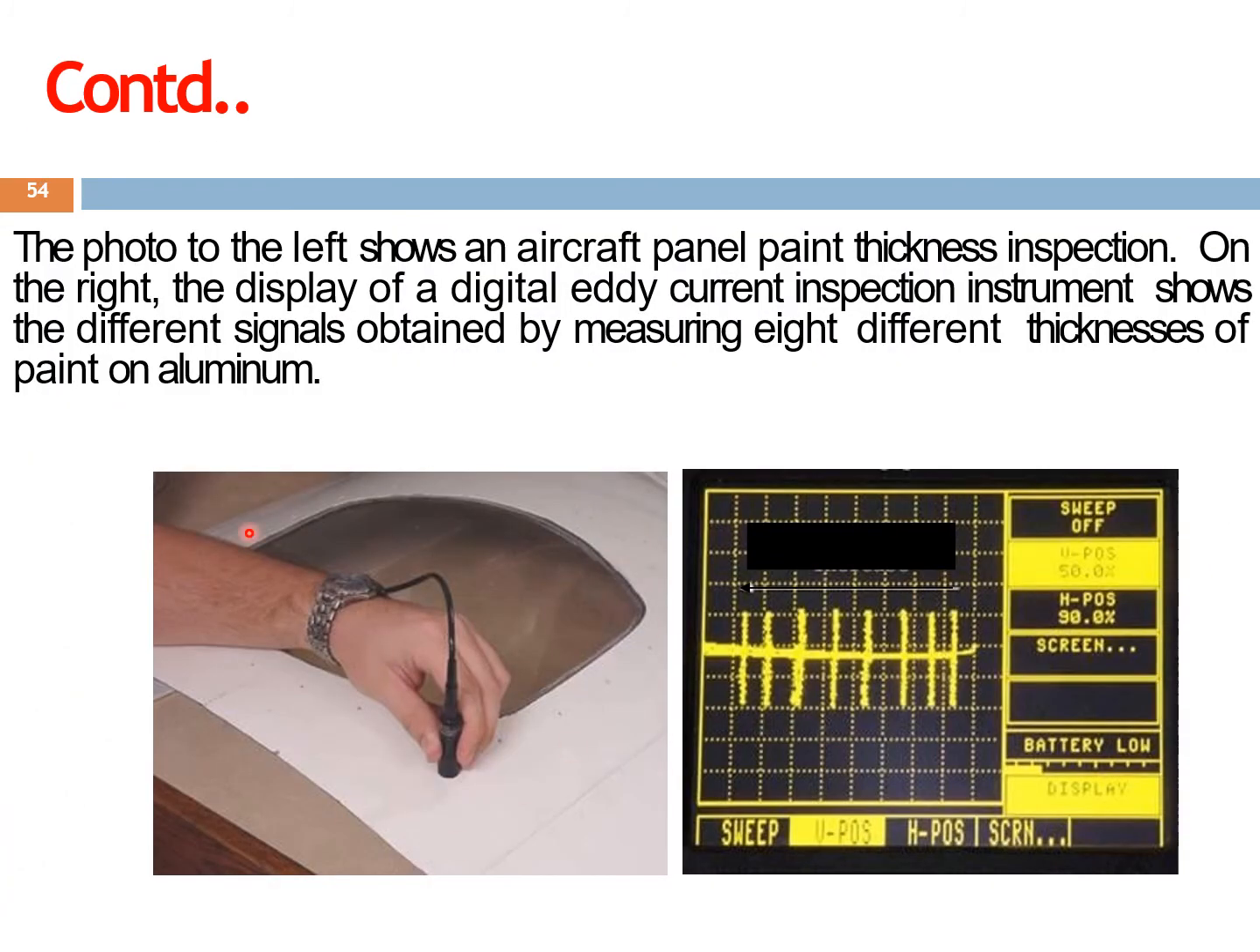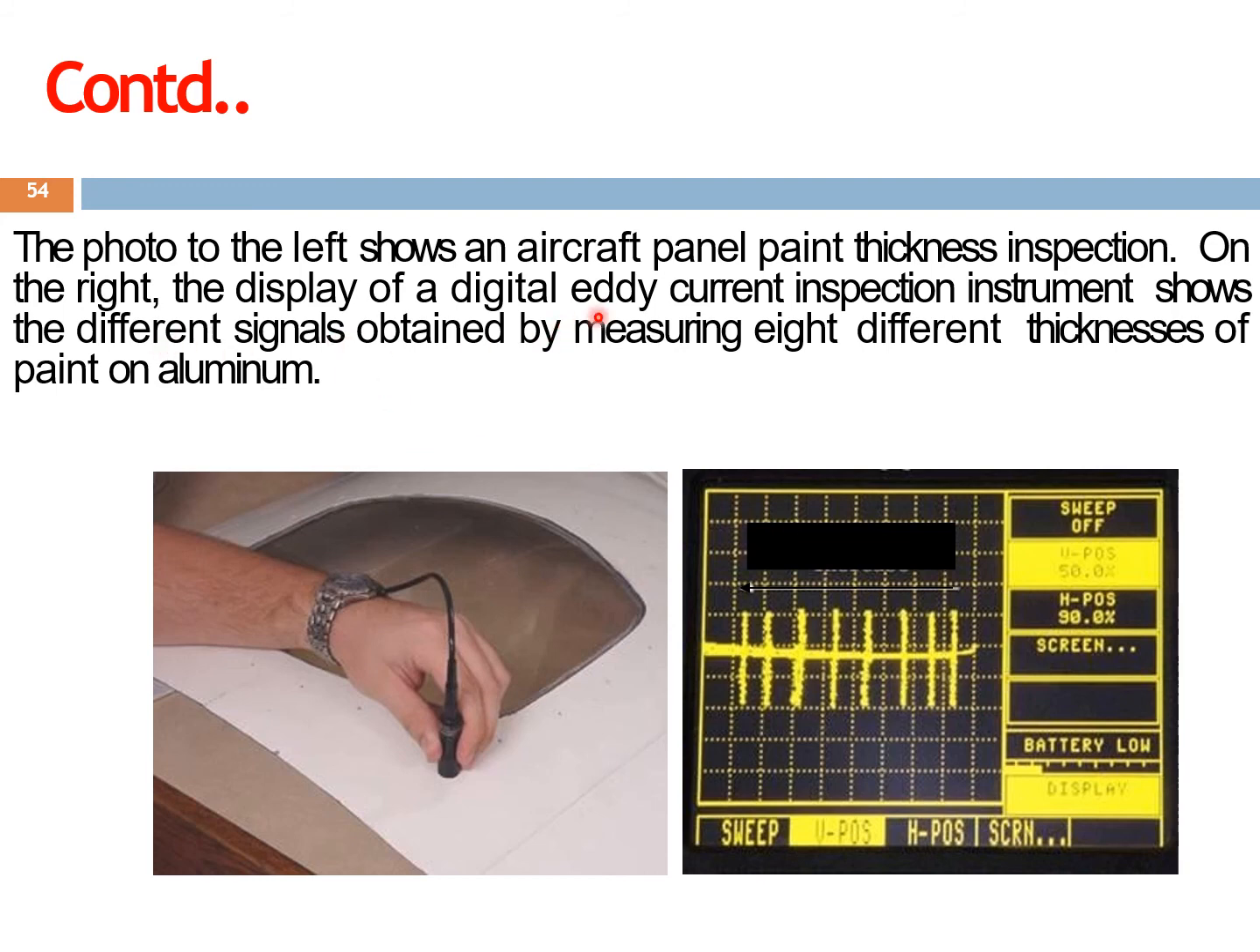Now, this is actually the practical case. That is, the probe is shown on an aircraft panel. This is the aircraft panel. It has a paint thickness on it, right? We need to find the thickness of the paint.